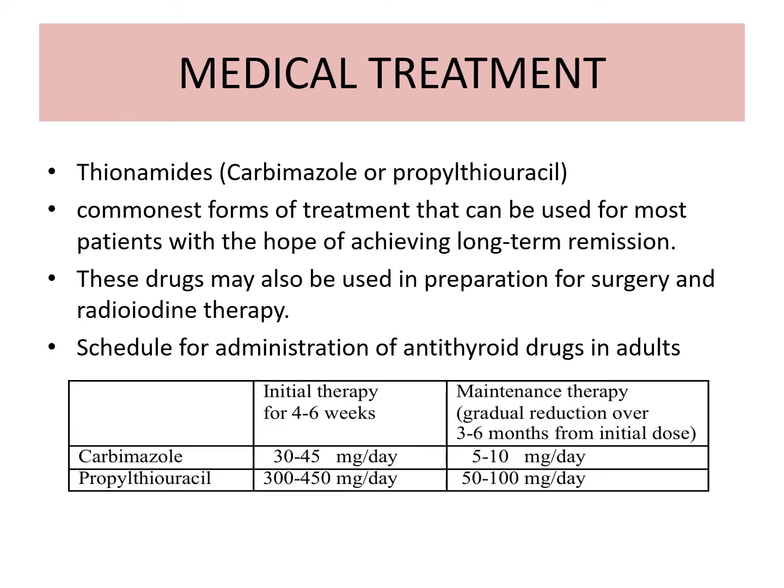In terms of the medical treatment, we have thionamides, carbimazole or propylthiouracil. It is the commonest form of treatment and can be used for most patients, with the hope of achieving long-term remission. These drugs may also be used in preparation for surgery as well as radioiodine therapy, and that is the schedule for the administration of antithyroid drugs in adults.